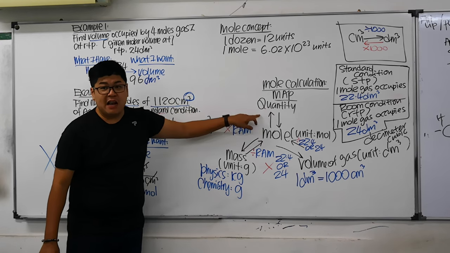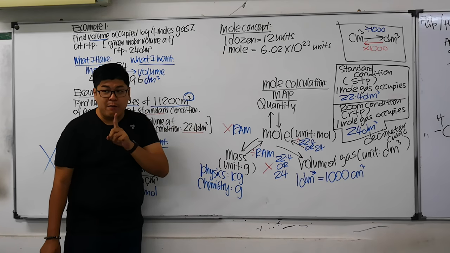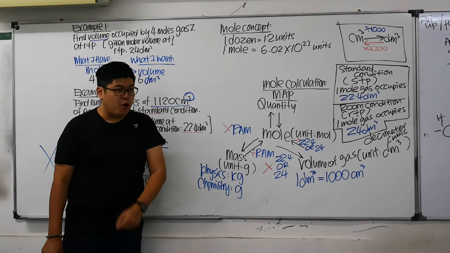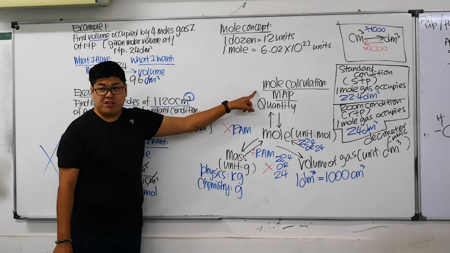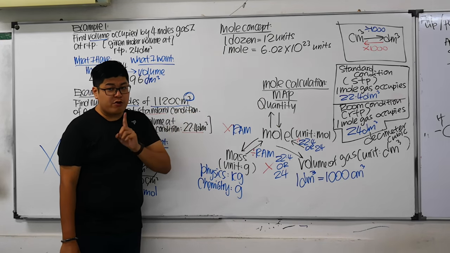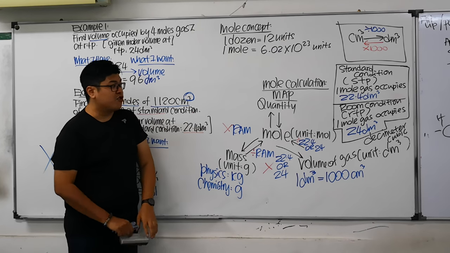This is the last leg, which is the most confusing one. I repeat one more time. We have three legs in mole: mass, volume, and the last one is quantity. The last one is very tricky. I want you all to focus, and if you have any question, ask me.